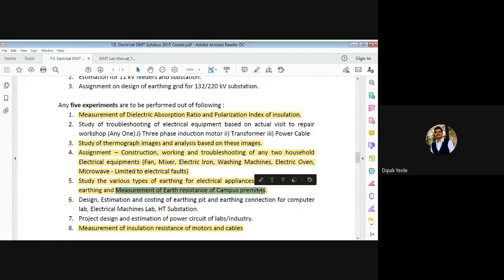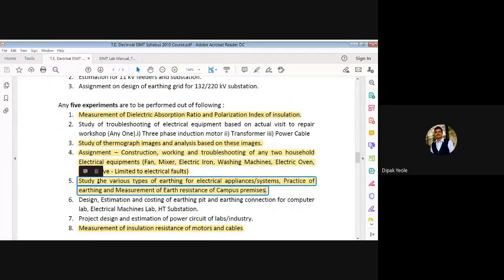No doubt this experiment is a performance-based experiment. So we have to actually measure the value of earth resistance of our campus. That is about the experiment. But we can try to discuss this measurement procedure, and before that we will discuss the various types of earthing systems for our electrical appliances, and how we can practice this earthing. So that is the aim of today's experiment.